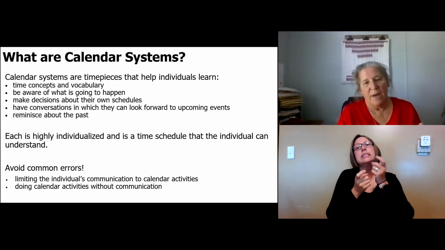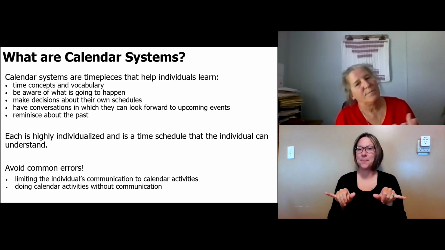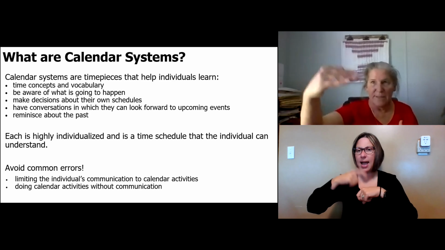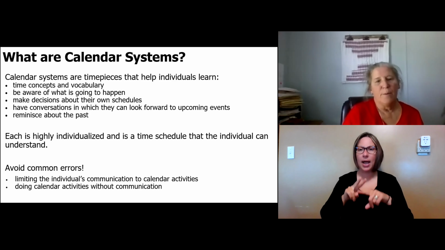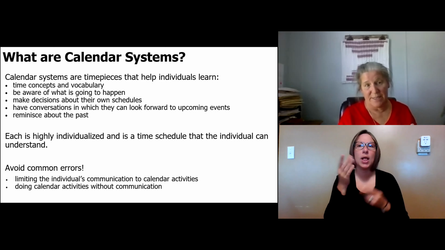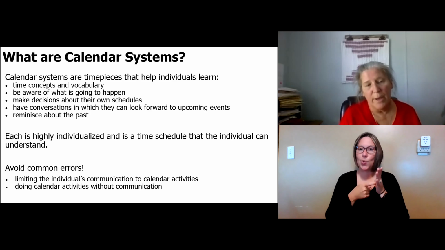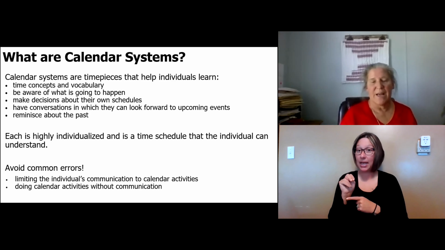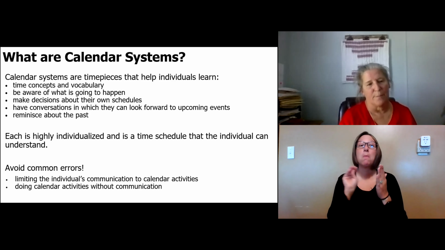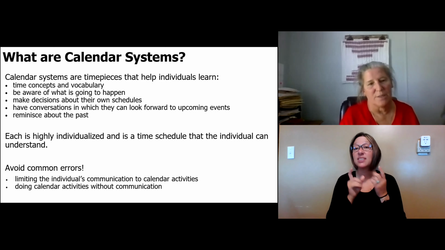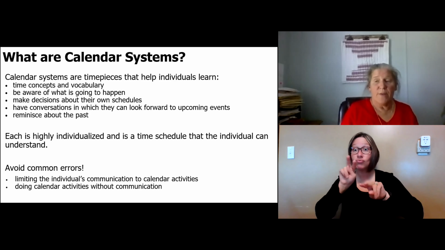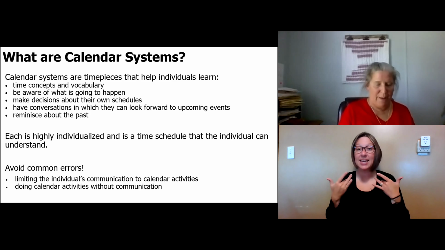Then we go from that anticipation calendar to going into more of a calendar system, which would be that timepiece that helps them learn time concepts and vocabulary, what happens during the course of the day, being aware of what's going to happen. So it takes not just the anticipation, but adds more and makes decisions about their schedule. So we may embed choices within that calendar system. We can have conversations in which they look forward to upcoming events, or they can reminisce about their day.